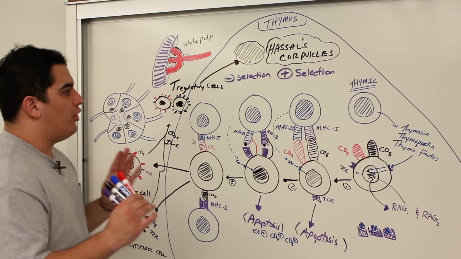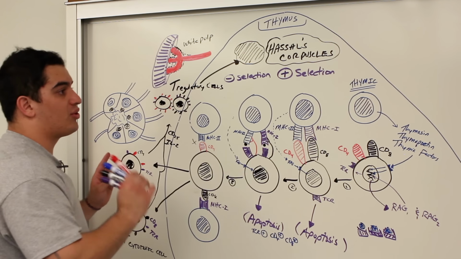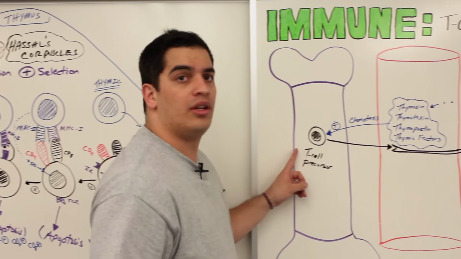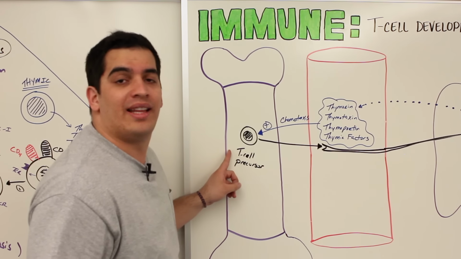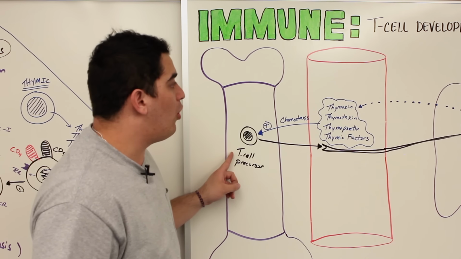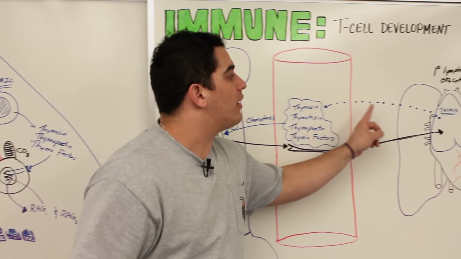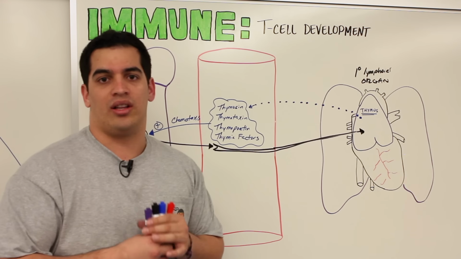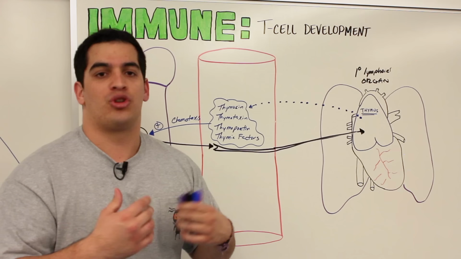But again, know that this is the entire process. Where do we start? An overall outlook, starting in the red bone marrow. That's where they're made. They're made within the red bone marrow, but they mature in the thymus, and then from there, where can they go? They can go to secondary lymphoid organs where they'll carry out their functional processes.